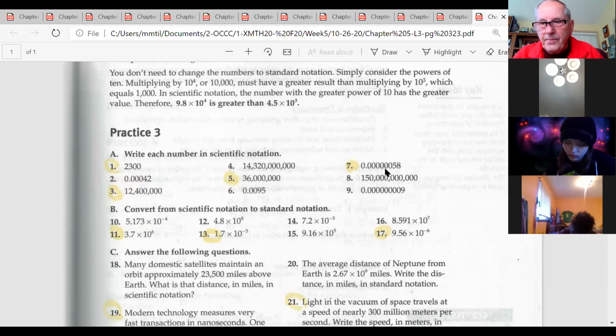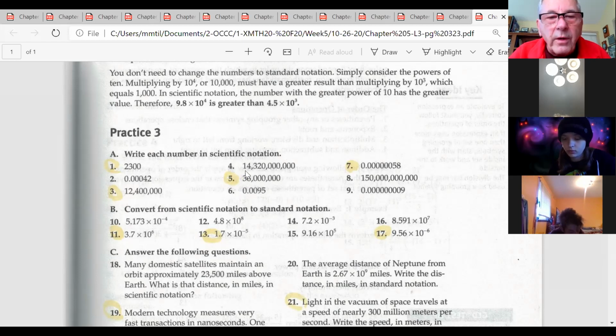Okay. See how I did that? So we want to go to 5.8, right? On all these, you want to go to a whole number and then the decimal. Whether you're going to the right or to the left, it's the same process.